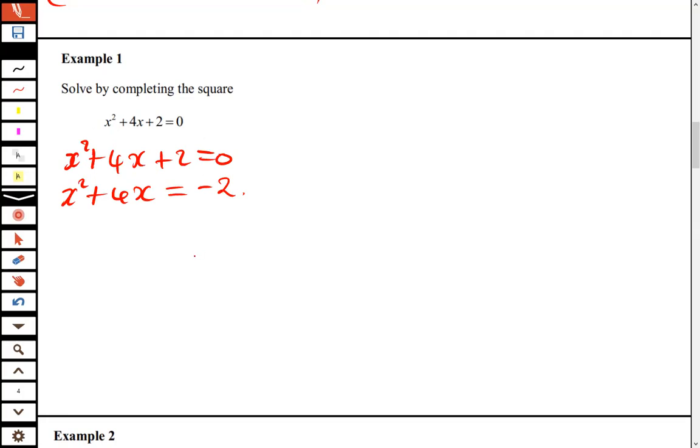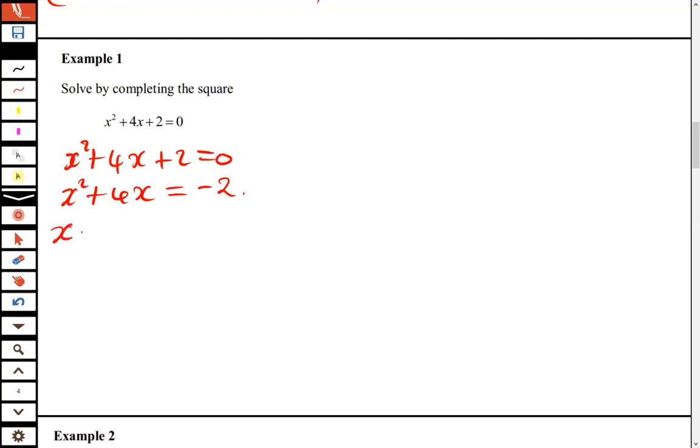And then from there, what you simply now do is you find half of 4x. So you find half of 4. Half of 4 is simply just 2.